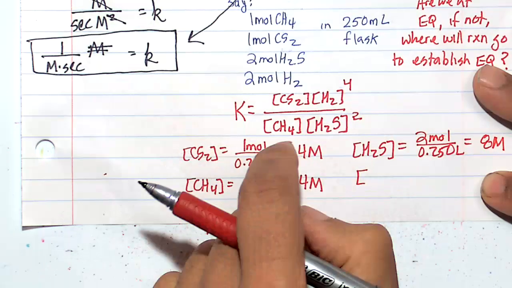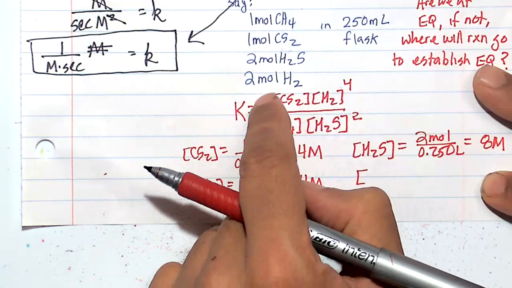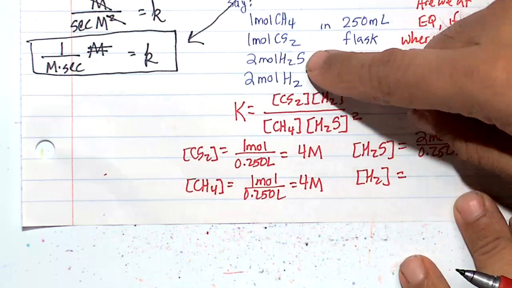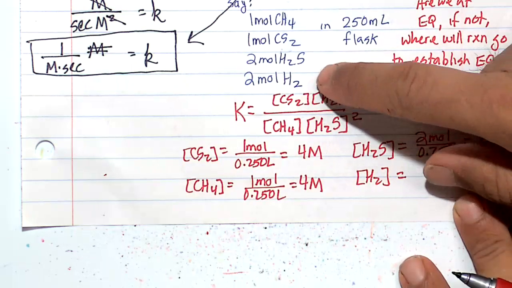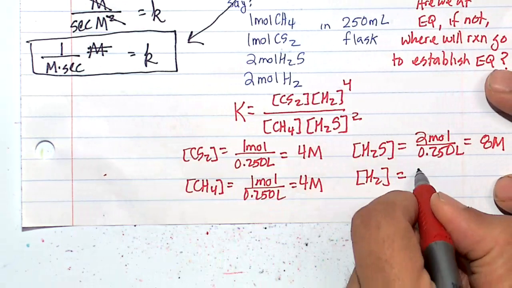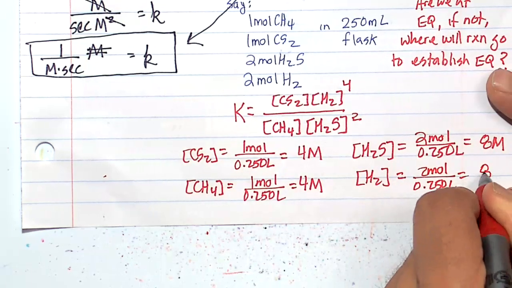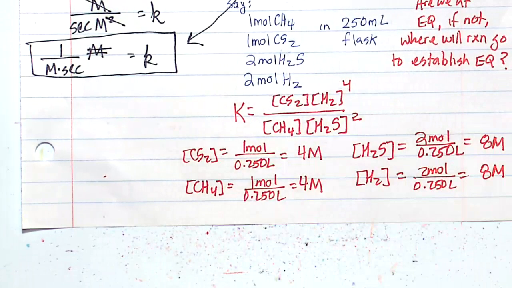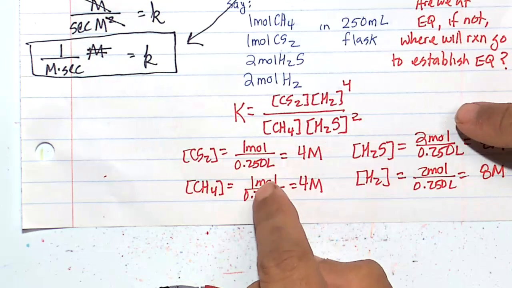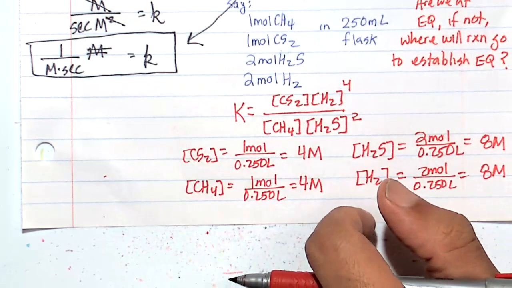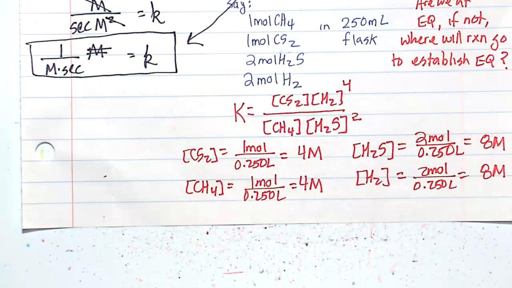And then finally, the concentration of H2. We cannot put 2 moles into our equilibrium expression. We have to do it moles per liter. So that's going to be 2 moles divided by 0.250 liters. Again, in our calculator, we get 8 molar. Now we can plug that in. I see a lot of students just plug in 1 mole in here, 2 moles in here, and that's not right. It's moles over liter that goes in there.